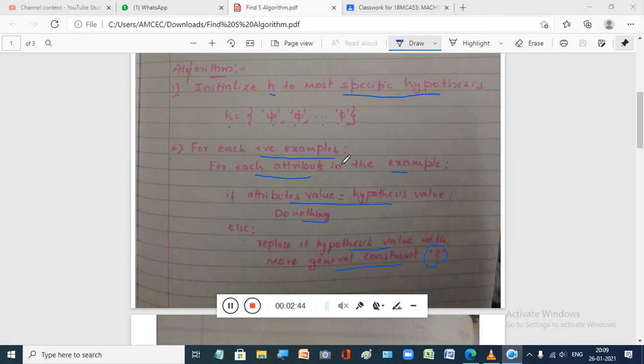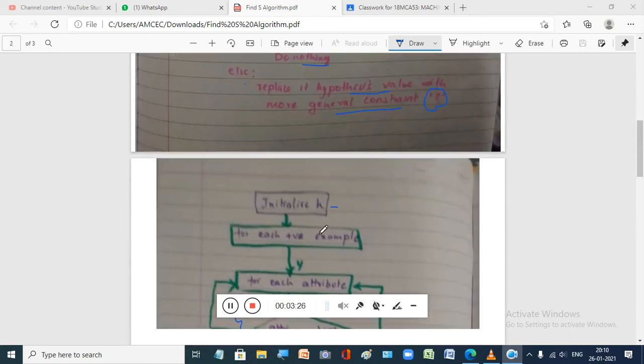The second step: for each positive example, so in our data set you are going to consider only the positive examples. For each attribute in the example, we start comparing each and every attribute in the positive example. If the attribute value is equal to the hypothesis value, we don't do anything, right? If it is equal to the hypothesis value, we do nothing. Otherwise, we replace its hypothesis value with the most general constraint, that is, we replace it with a question mark. That is what the algorithm says.